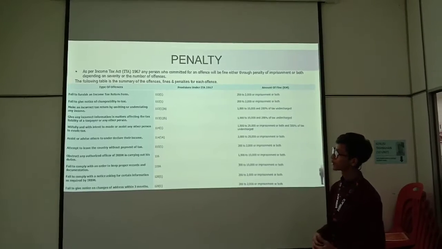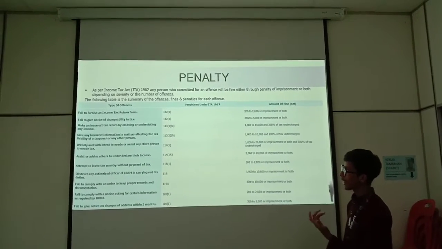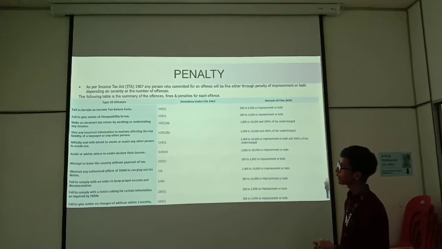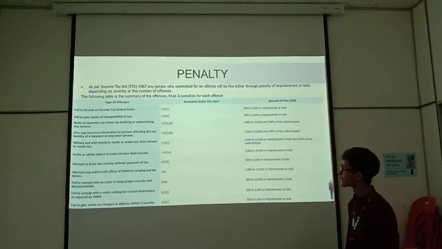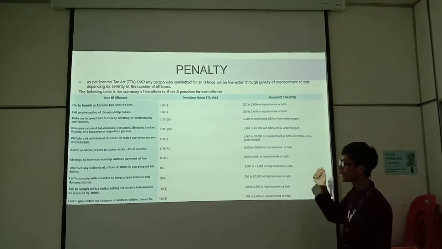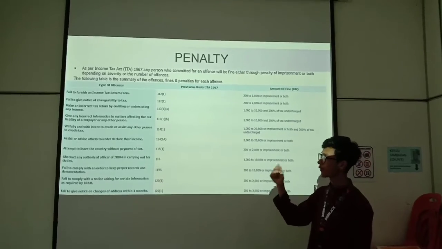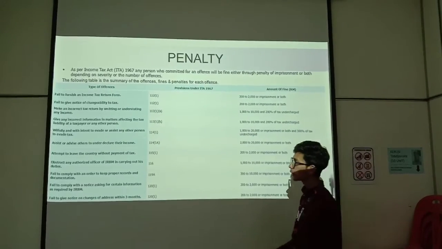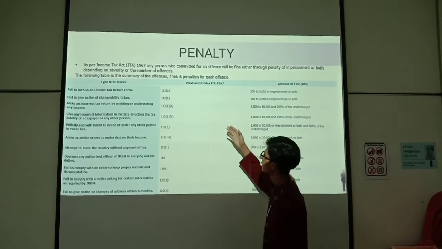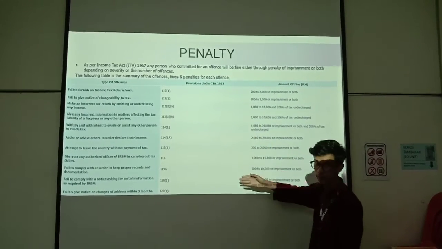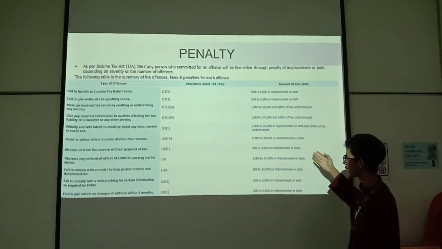My name is Sharifuddin. Okay, today I will explain the penalty that will be given under ITA 1967. Any person who commits an offence will be fined, or face imprisonment, or both, depending on the severity or the number of offences. So right here we can see all the types of offence, and here is the provision under ITA 1967, and this is the amount of fine, and or they will be in prison or both.